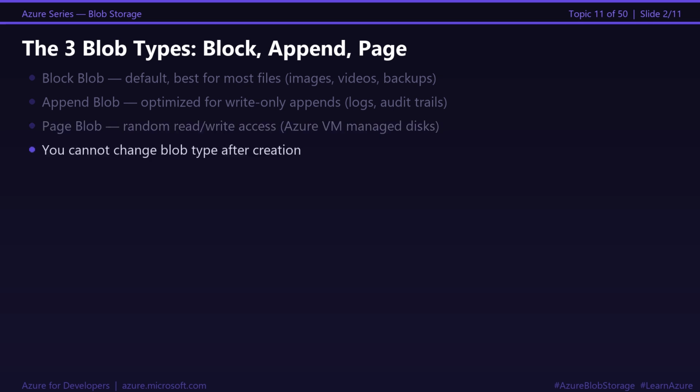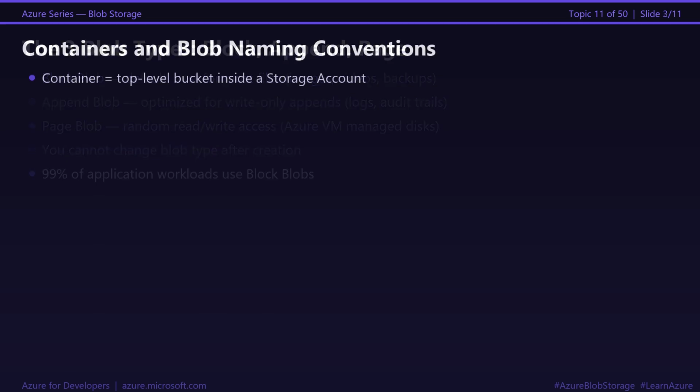Page blobs provide random read and write access in 512-byte aligned pages. They are the storage backing for Azure Virtual Machine Managed Disks. When you create a VM, its OS disk and data disks are page blobs. You generally do not interact with page blobs directly in application code, they exist to back managed disks and certain legacy storage scenarios. So practically, if you are writing application code, always start with block blobs. You will only touch append blobs if you are building a logging system, and you will almost never create page blobs directly.